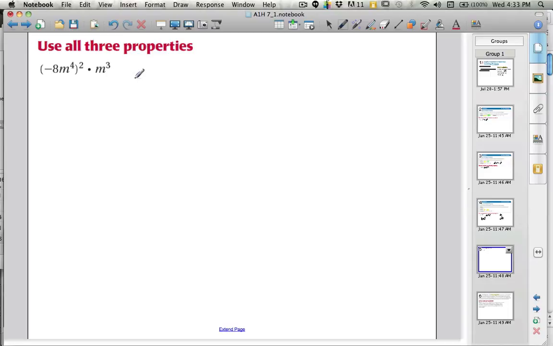If we look at using all of the properties, I see here I've got negative 8 times m to the 4th, and that whole quantity is being squared. So that's going to become negative 8 squared. And then I'll have m to the 4th squared, which would be m to the 8th, times m to the 3rd. Negative 8 squared is 64. And I have m to the 8th times m to the 3rd. That's going to be m to the 11th power.